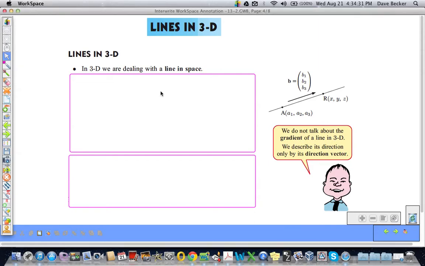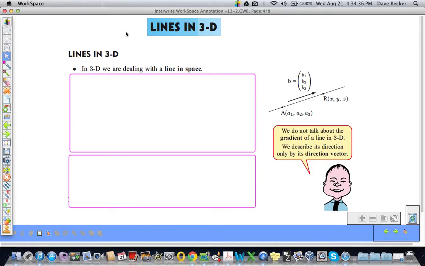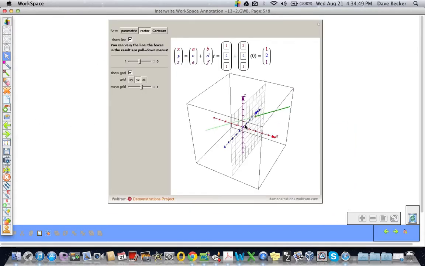The last time we were together, we discussed lines in 2D, and now we're going to discuss lines in 3D, or 3 dimensions. In 3D, we are dealing with a line in space. And just a quick preview. Here is an x-axis, a y-axis, and a z-axis, and this green thing is a line.